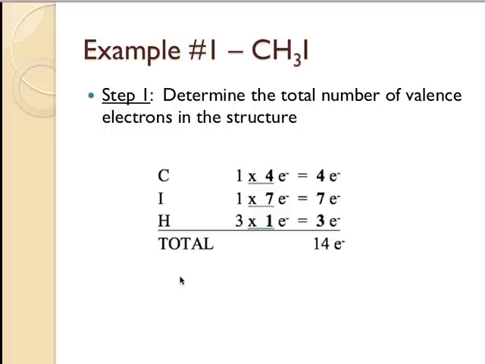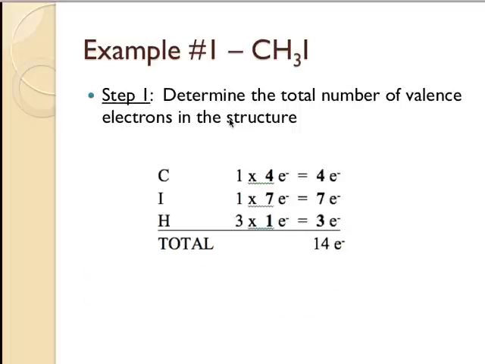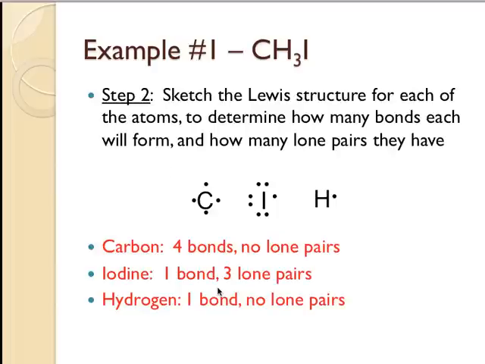So how do we go about doing this? There are 2 approaches. We're going to go through one, and then we're going to look at another. You decide which one works for you. The goal is to come up with a valid Lewis structure at the end. We're going to use this compound, CH3I. The first step is to determine the total number of valence electrons in the structure. Carbon has 4, 1 carbon, so 4 electrons. Iodine has 7, and I have 3 hydrogens, each with 1. That's 3 electrons for a total of 14 valence electrons.